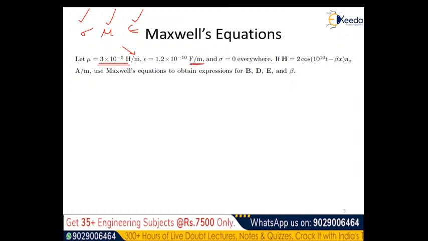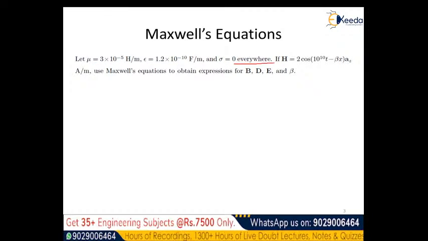So how permissible a certain material medium is for the conduction of the electric field through it, that information is provided by epsilon, whereas how permissible the given material is to the propagation of the magnetic field, that is nothing but mu. So the mu value is provided, the epsilon value is provided, and we are provided with sigma equal to 0. So this is not a conductive medium, it is a non-conductive medium.